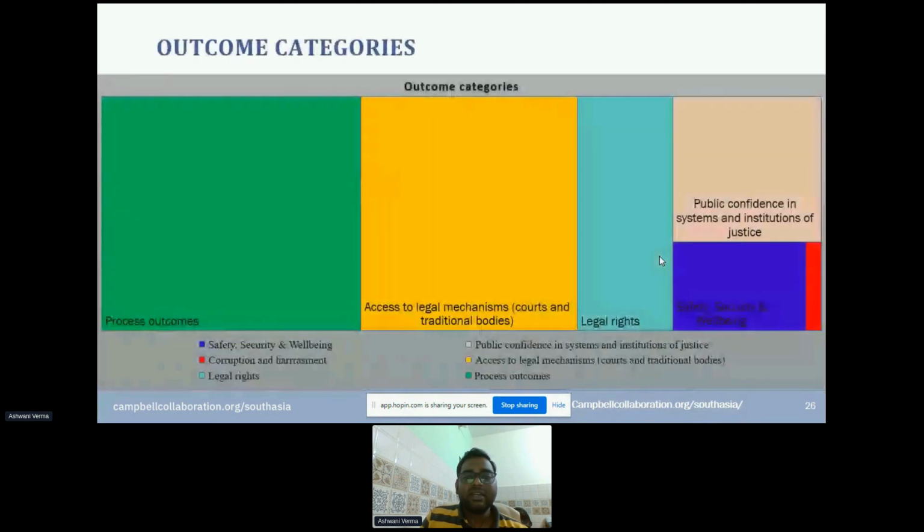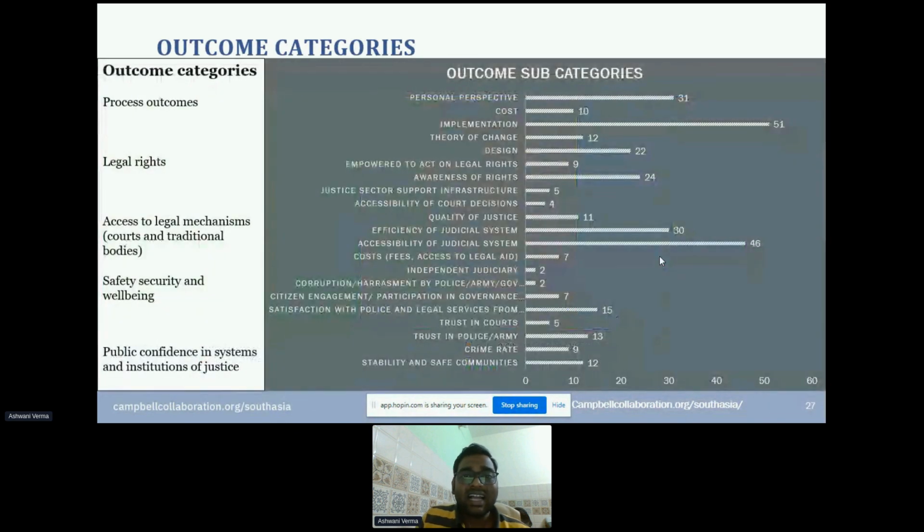Now, what does the evidence by outcome show us? You can see the majority are process outcomes, which include different categories as well. But access to justice and access to legal mechanisms is the highest. For legal rights, the lowest is corruption and harassment, with 1, followed by safety, security, and well-being, and public confidence in the system and institutions of justice. Now, these are the outcome categories.